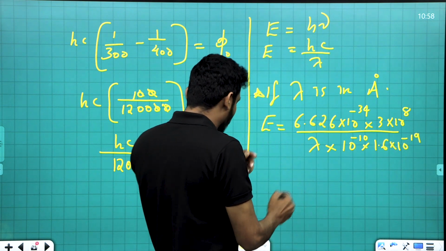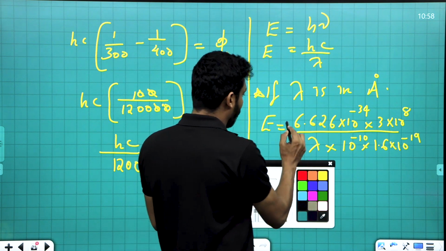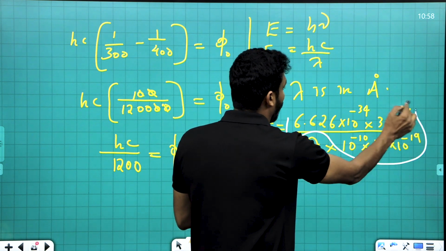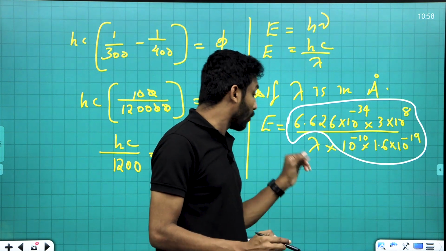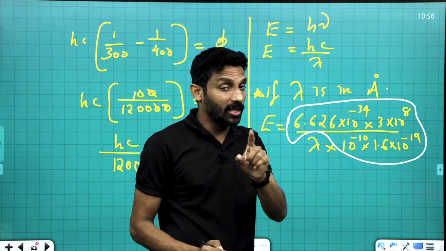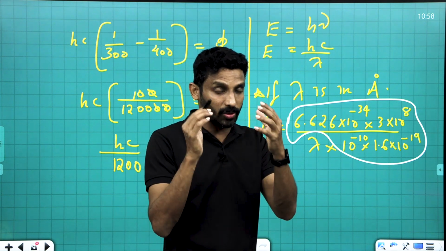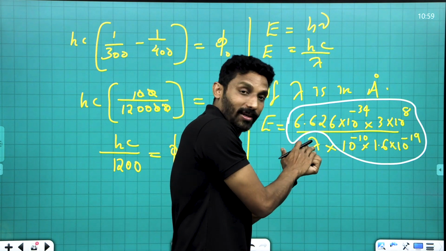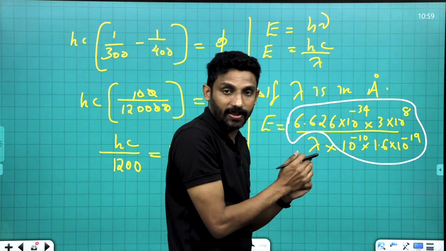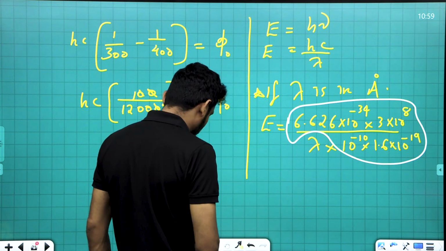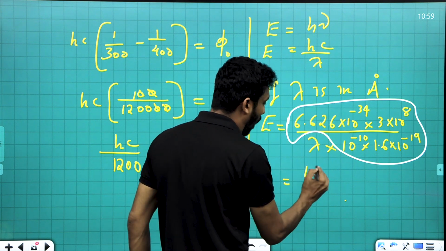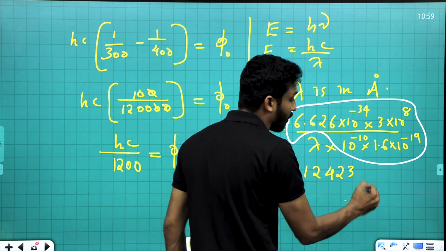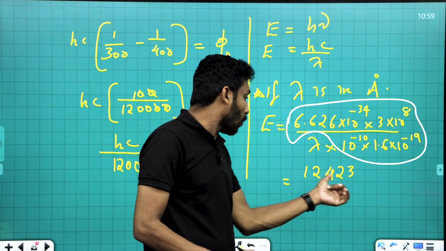Now this much values are constants in all questions. And you remember this lambda is in which unit? In angstrom unit. For example, 5000 angstrom, then you put 5000 here. The remaining are constants. Understand? Now this constant, when we solve this, we get 12423. This is very easy to remember.